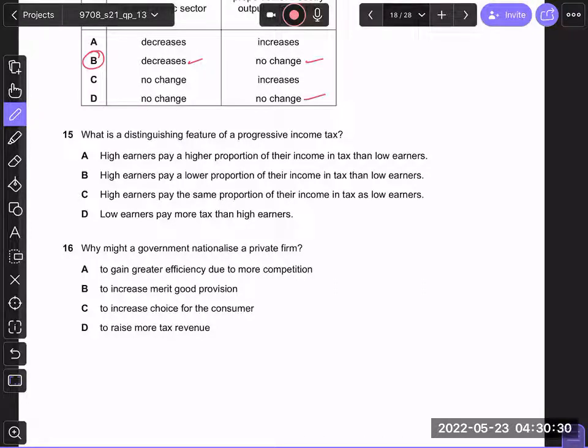High earners pay lower proportion. This is regressive. High earners pay the same. This is proportional. Low earners pay more. This is also proportional. Answer will be A.